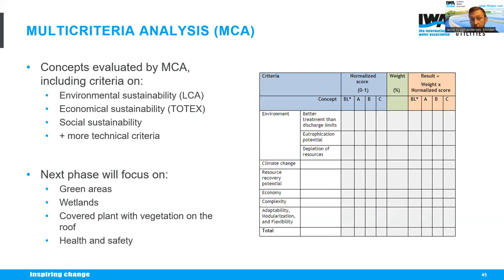For the technical criteria, you can see them here in the bottom of the table: complexity, adaptability, modularization, and flexibility. Here we used an expert evaluation group to look into that, because it's very difficult to quantify. So it's more like a qualitative assessment of these criteria. This was what we did a lot of work on in the beginning, looking at these technical things to choose the technologies for the rewater project.